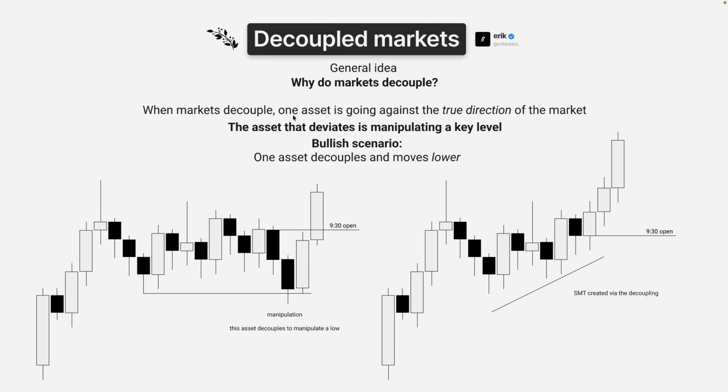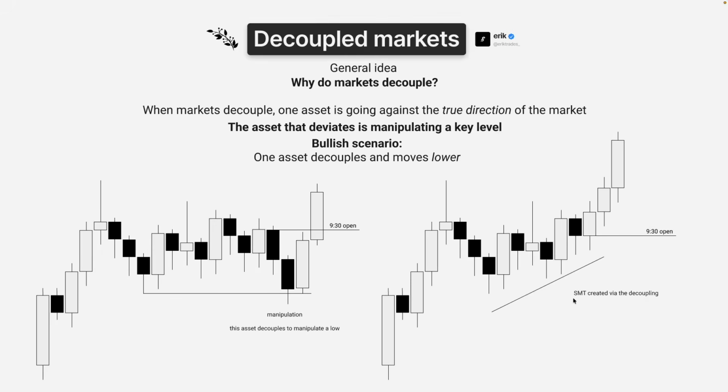When markets decouple, one asset is going against the true direction of the market, and that asset that deviates is manipulating a key level. So essentially, the markets decouple to manipulate. If you have a chart like this and one asset decouples, what do you never want to trade? Away from low resistance. When an asset decouples and does a manipulation like this, the decoupling acts as a sweep for this asset. You can then treat the other asset as if it has also swept this low. That is what an SMT is.